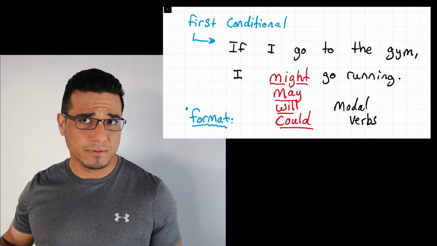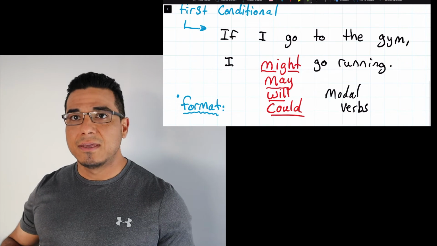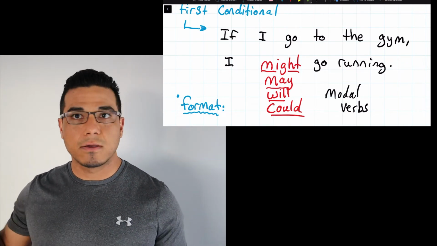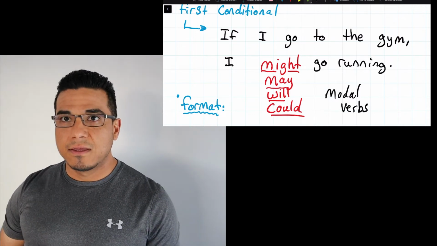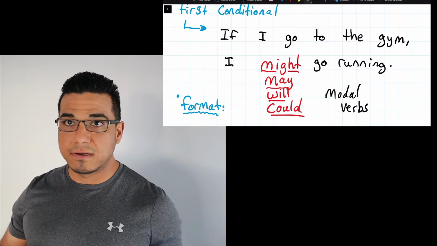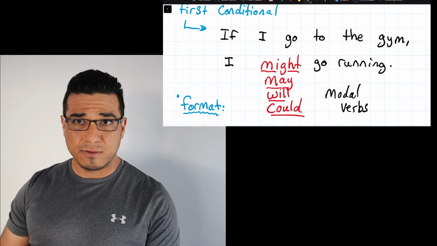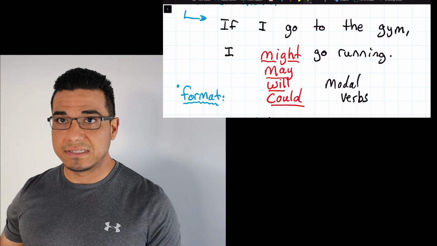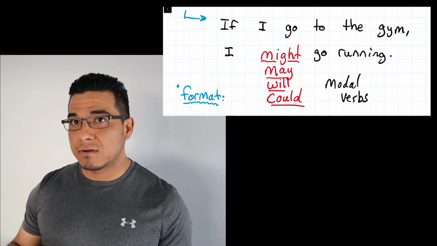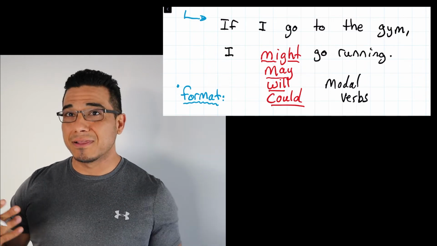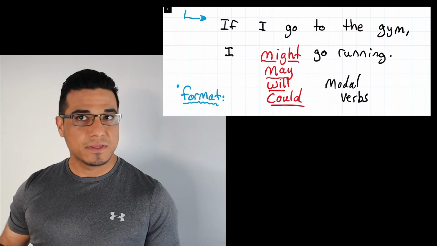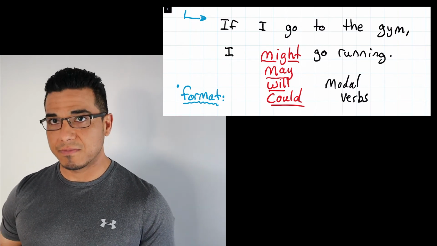So it's probable. So the example I give is, if I go to the gym, I might go running. Okay, that may happen, it's likely to, but it's not 100% certain, okay? Now, you'll also notice I give several other examples. Might, may, will, and could. These are called modal verbs. They are likely to happen, or they suggest the possibility of something happening, but they do not give you a certainty of something happening.